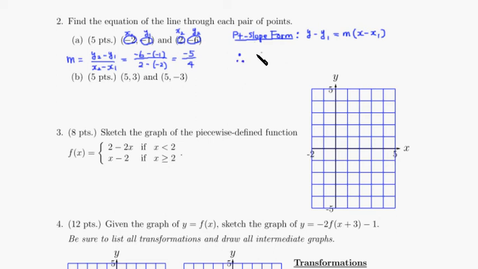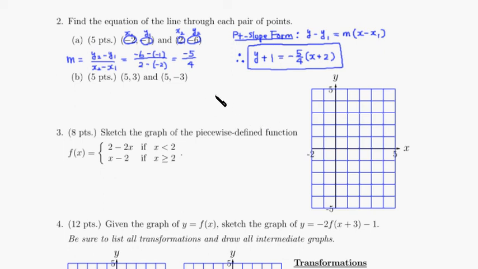So we have the equation y minus y1. y1 is -1, so it's going to be negative, so I'm going to write it as +1, since it's a double negative. m, we just found to be -5/4, times the quantity x minus x1. x1 is -2, so again, it's a double negative, so I'm going to write +2. So that's the equation of the line going through these 2 points.